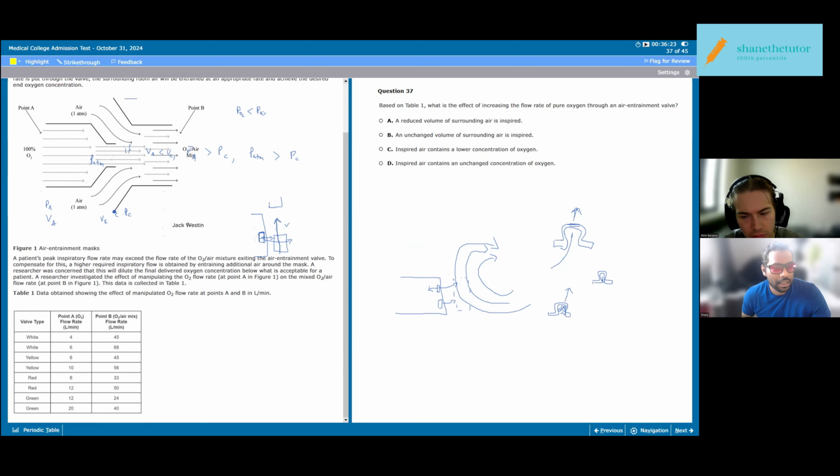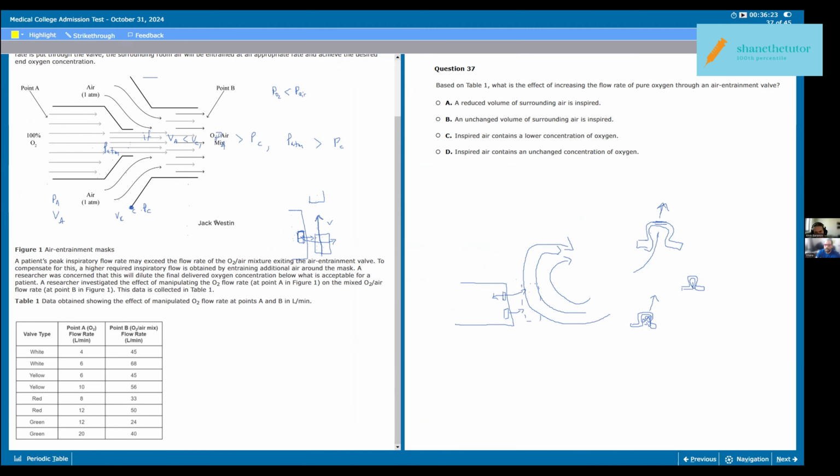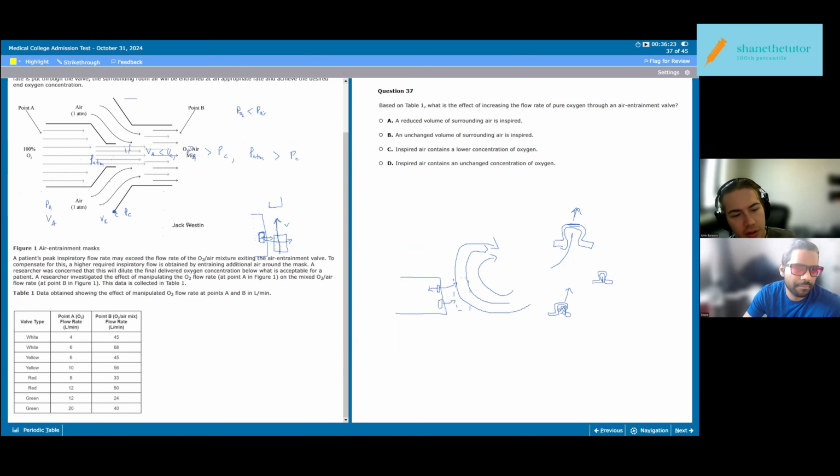Oh, well, tell me more. If you look at the table at point B, there's a higher liter per minute when O2 and air mix. B is just saying an unchanged volume of air, and then D unchanged concentration of oxygen. Okay. So, B, unchanged volume of the surrounding air is inspired.